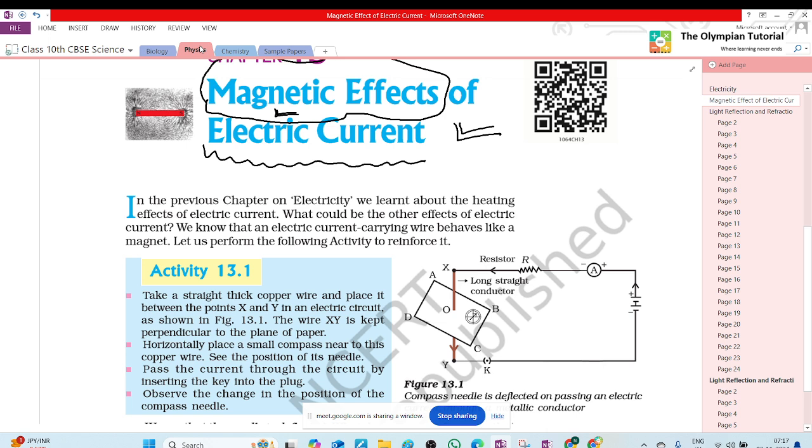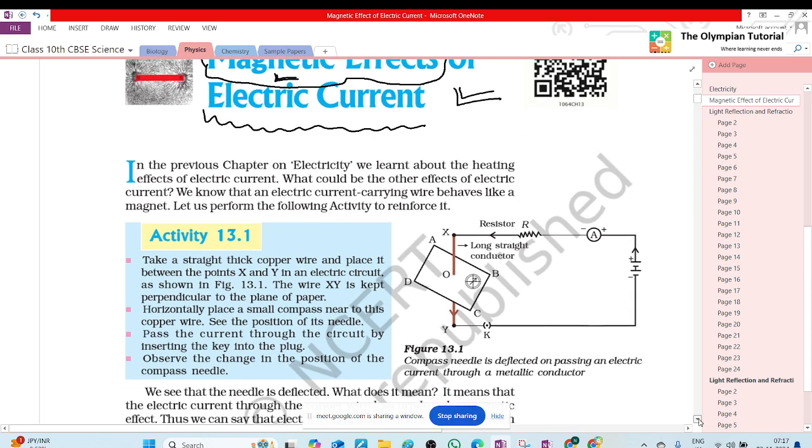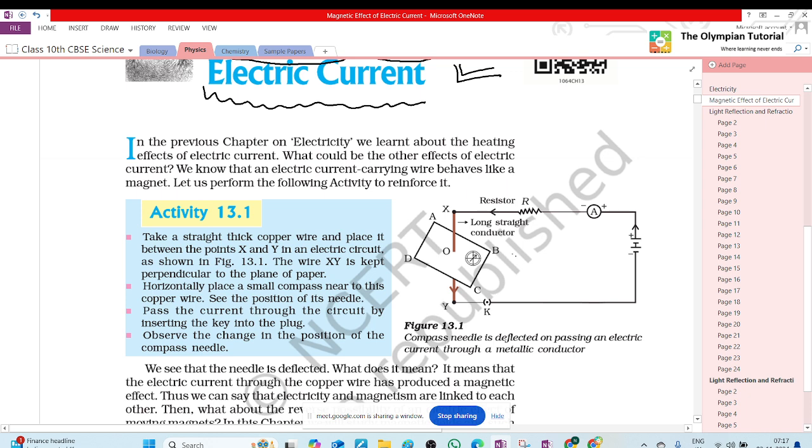In the chapter on electricity, which type of effect did we study that is produced by electricity? Heating effect. Heating effect means electricity produces heat, like electric kettle, geyser, egg boiler, sandwich maker. In all of these we use the heating effect of electricity. In this chapter we will study the magnetic effect of electricity. Look at this diagram, this circuit.